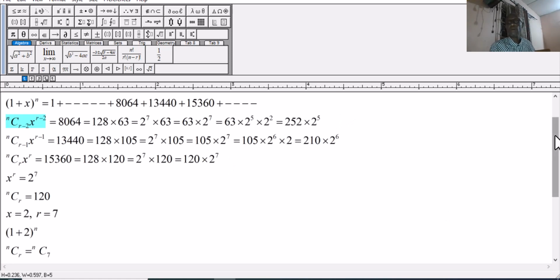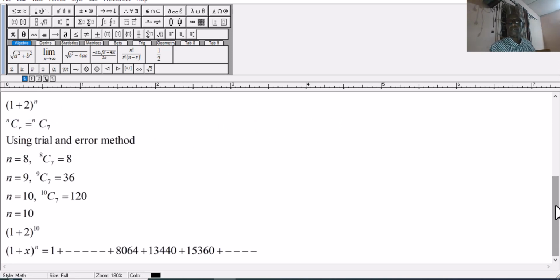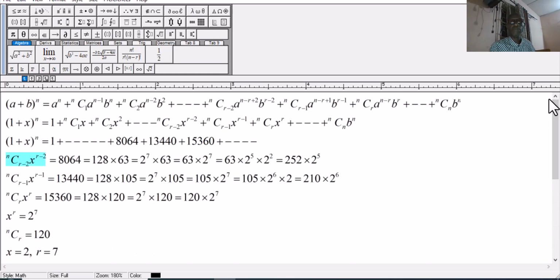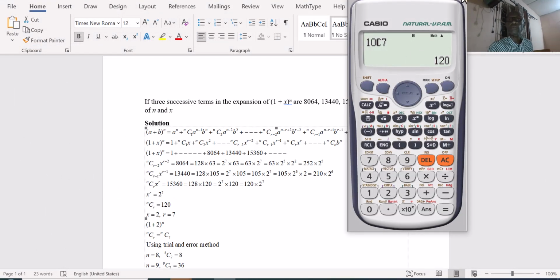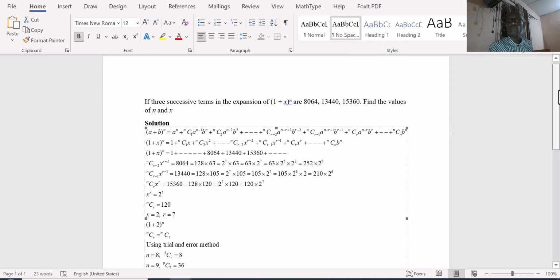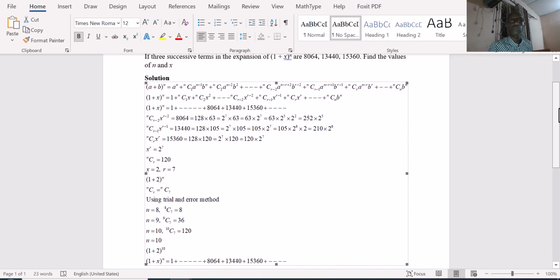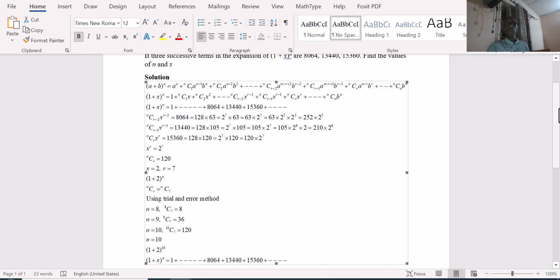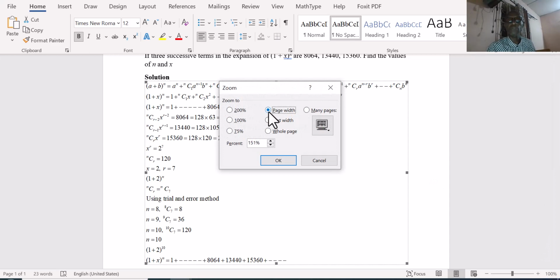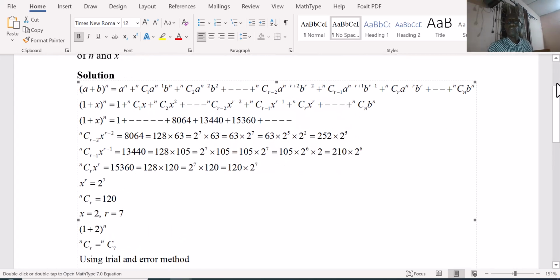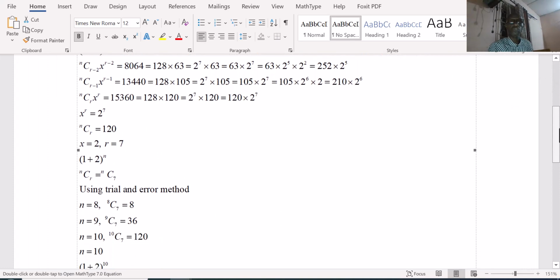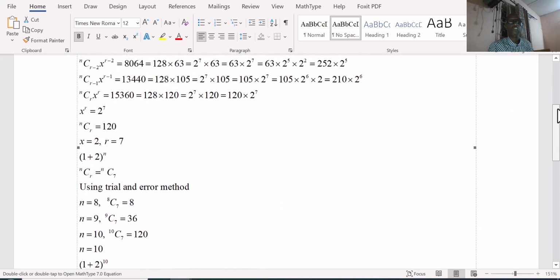So this is how to go about solving this binomial theorem question. So this is how to go about solving the whole problem, this binomial problem. This is the whole solution you're seeing here, so that you can see it in the full page width. So you can see the whole solution on the screen.